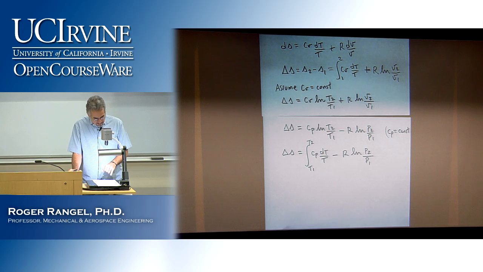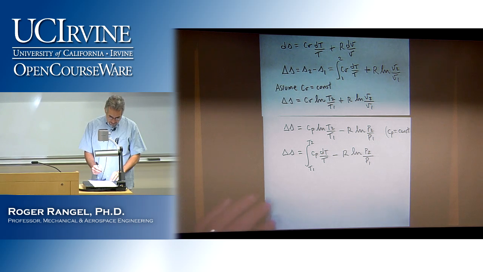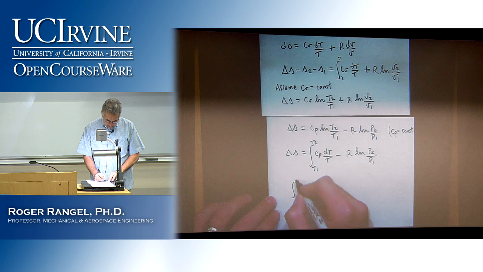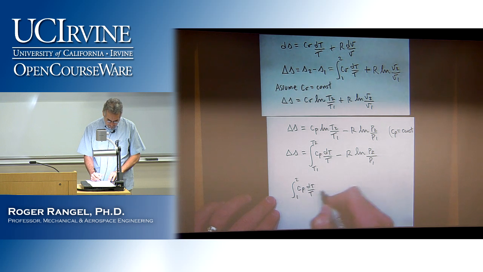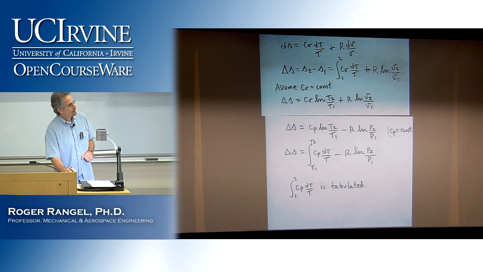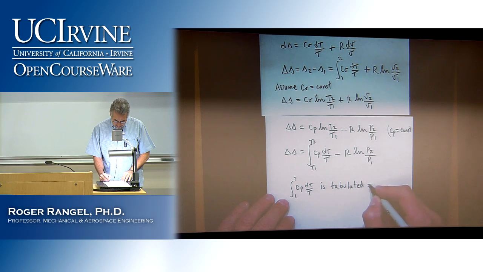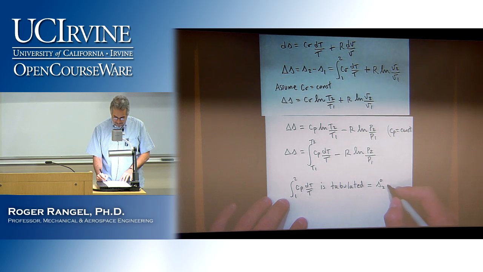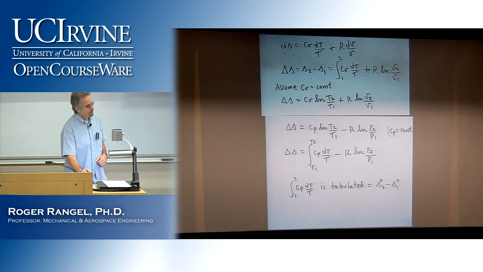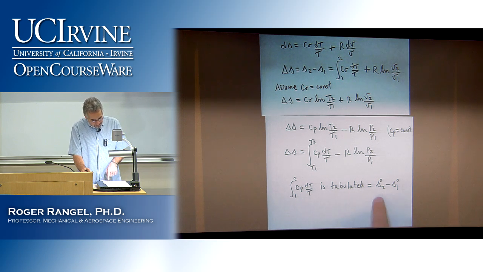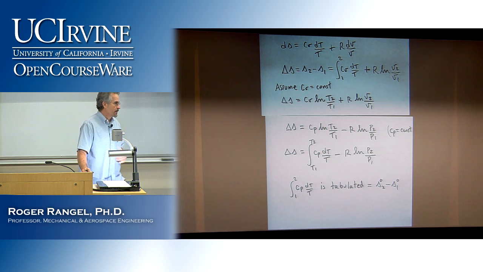And the reason I'm telling you this is because this integral that appears here is tabulated, so that you don't have to make the assumption that Cp is constant. So the integral from 1 to 2 of Cp dT over T is tabulated, and we can call it S2 super zero minus S1 super zero. That's just to make a distinction, because this is not the entropy change, it's just one term. Whatever this integral turns out to be, we call it delta S super zero, or S2 super zero minus S1 super zero, just because that's the name of the function that is tabulated.